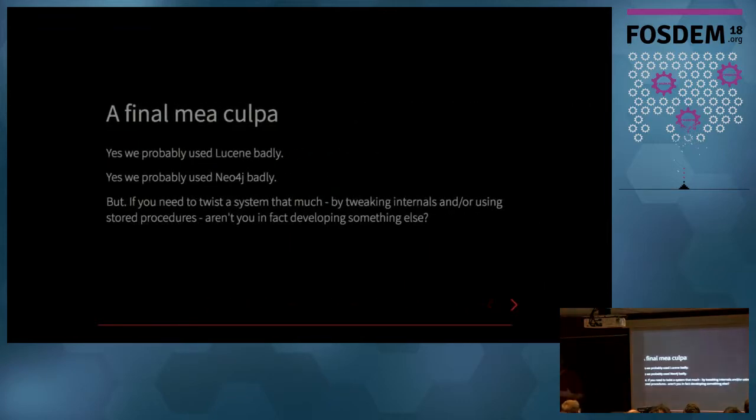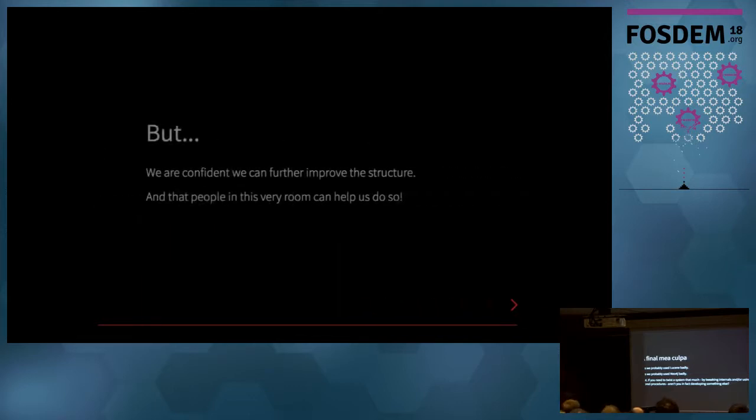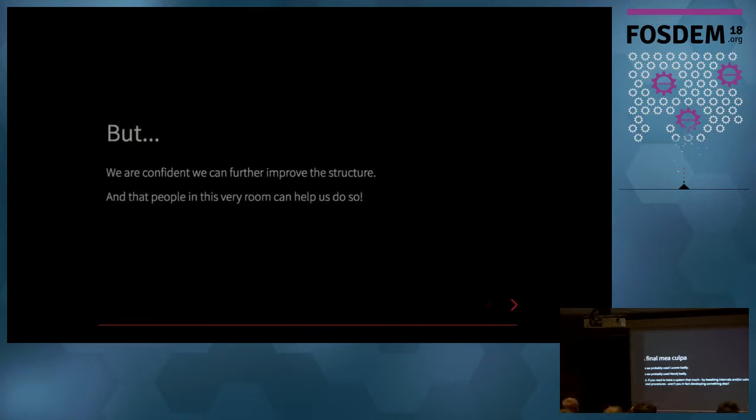And a final mea culpa: yes, we probably used Lucene badly, and we probably used Neo4j badly. But when you have to twist the system that much, meaning you have to tweak the internals or maybe add a stored procedure, aren't you in fact developing something new? So, just to say that you can develop a custom index, and it might be a good thing to do.